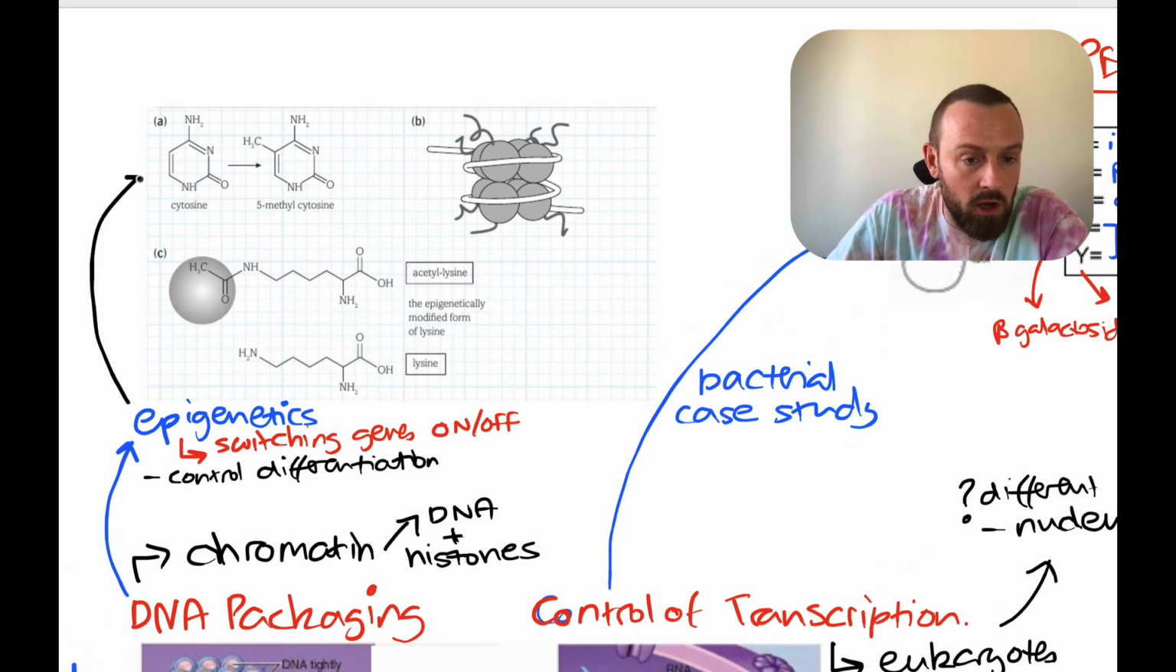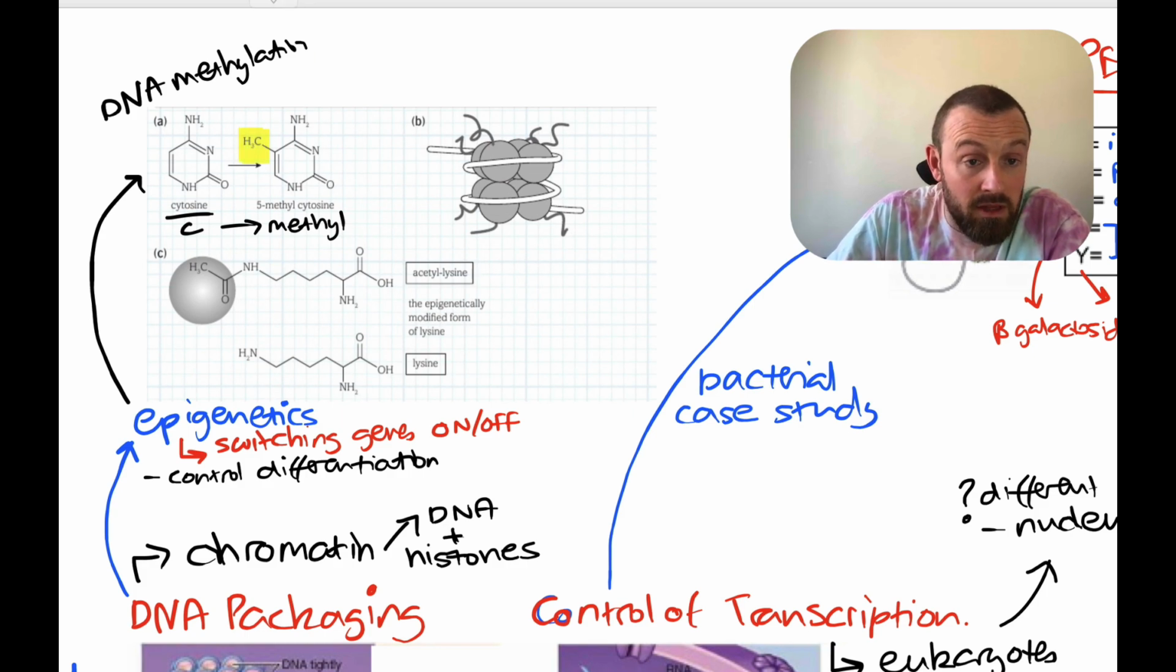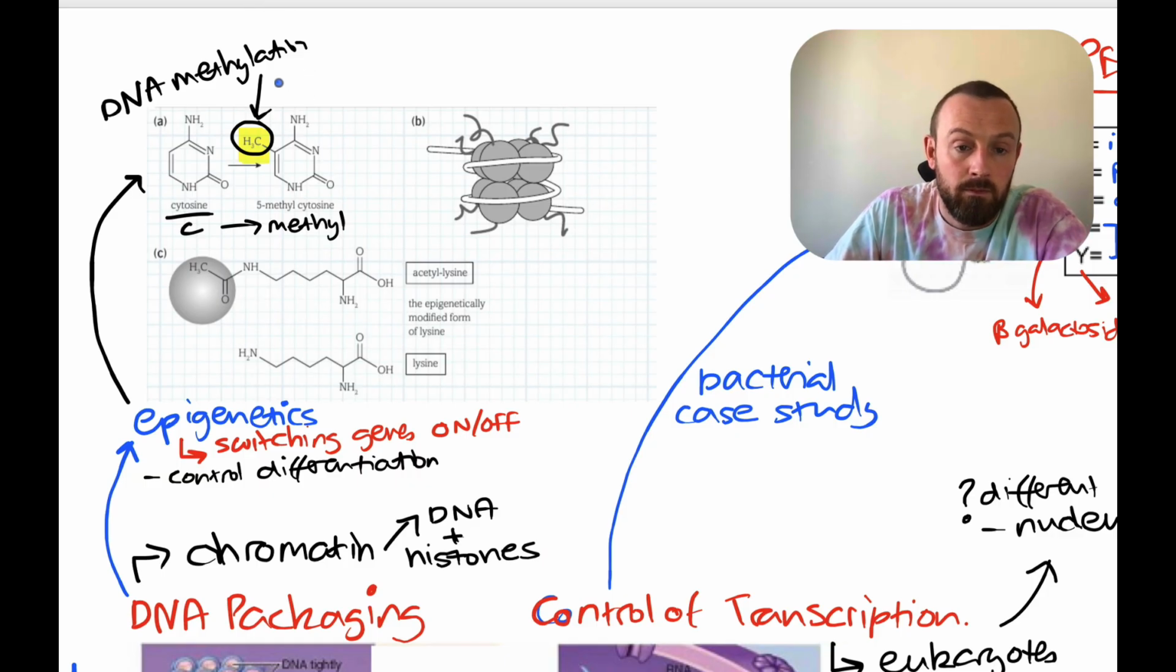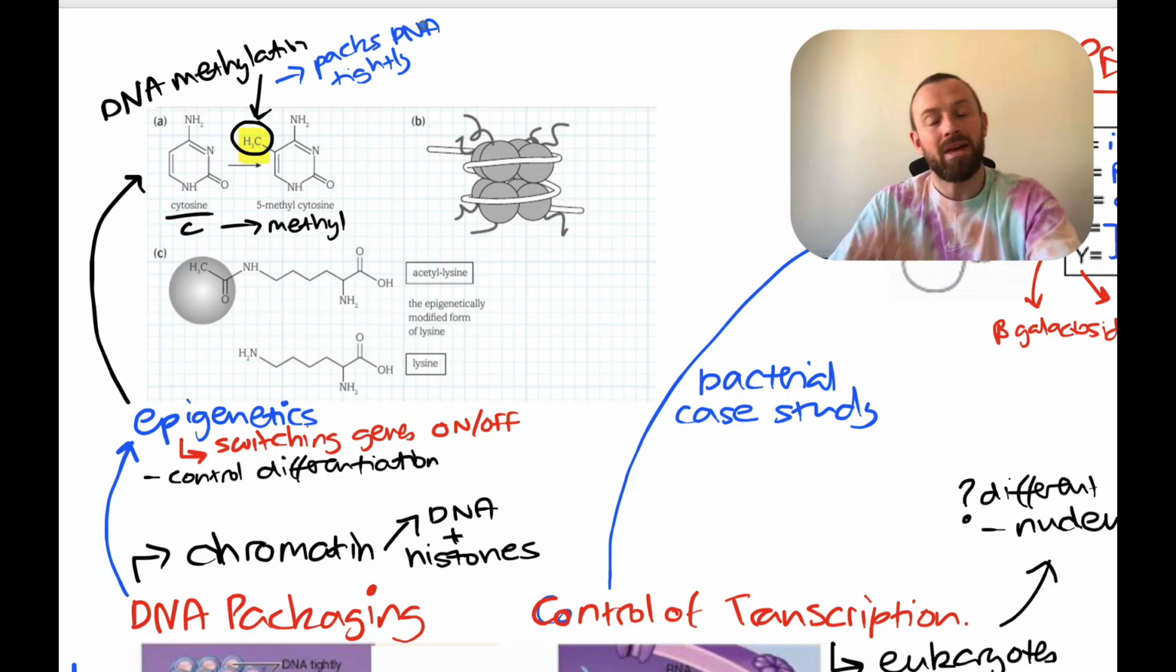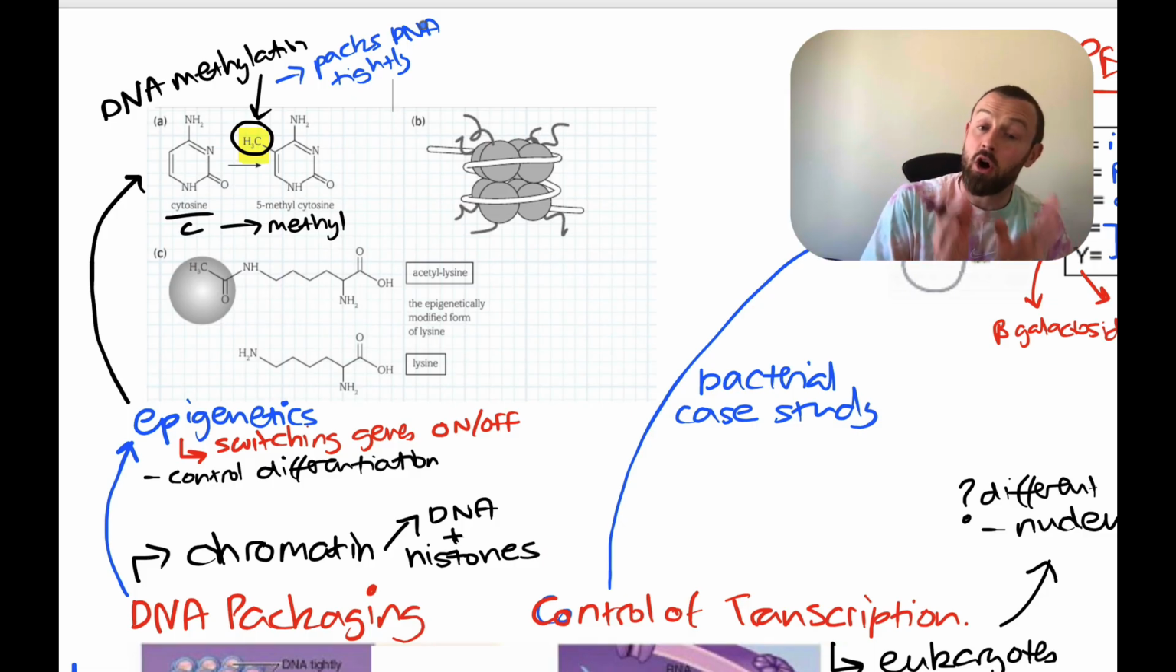One thing, it can work by DNA methylation. So cytosine C can be methylated, which means a little methyl group is added to it. There it is, just a little methyl group. And that methyl group packs the DNA tightly. So if enzymes come along and methylate the cytosines in certain genes, those genes are less likely to be transcribed. So it's permanently or semi-permanently switching off genes.